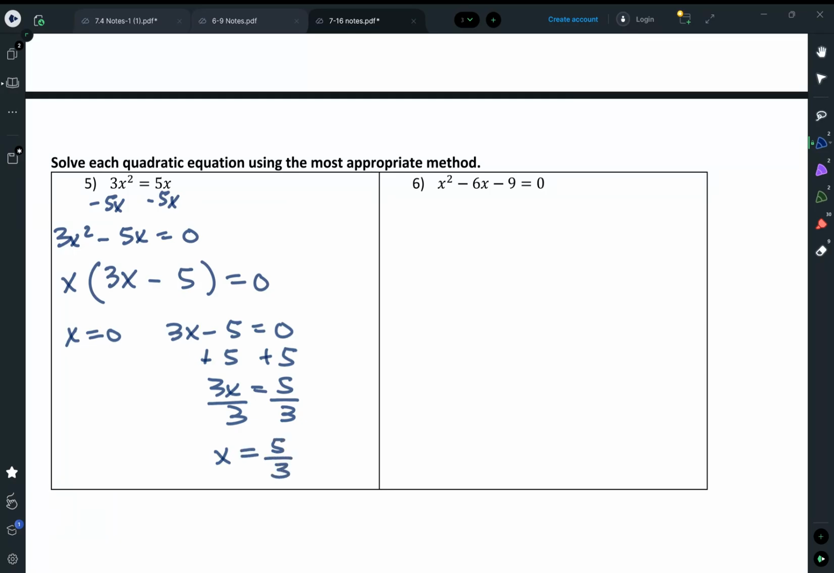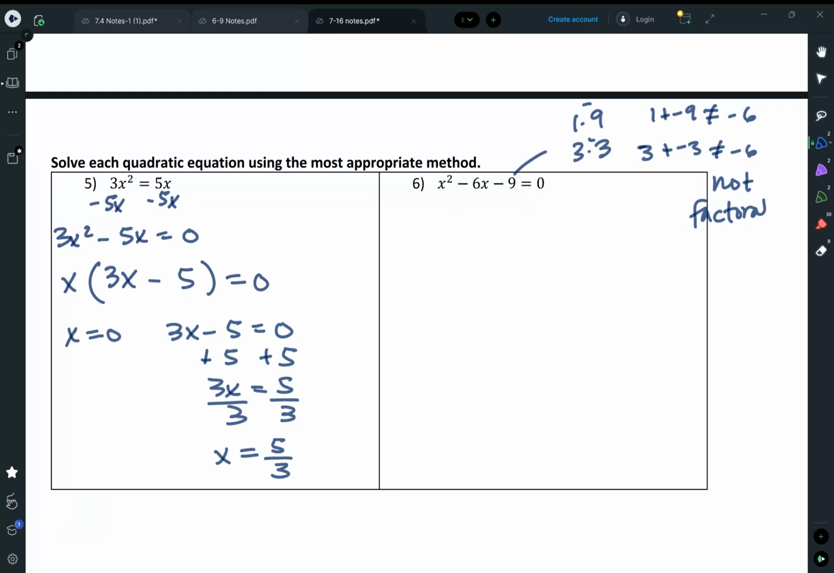So on the second one, I want to think about factoring here. So let's see. For 9, I have 1 times 9 or 3 times 3. And it looks like my middle term is negative. That means my bigger number would be negative. But my problem is 1 plus negative 9 is not equal to negative 6, and 3 plus negative 3 is not equal to negative 6. That means it is not factorable.